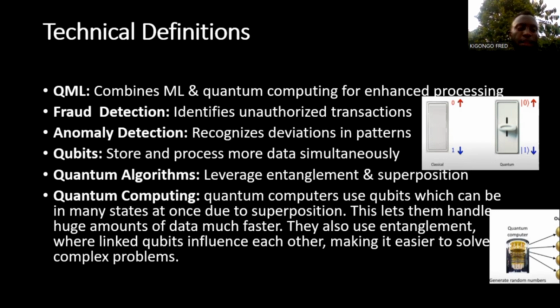Then we have anomaly detection, which recognizes deviations in patterns, and it can enhance anomaly detection by analyzing amounts of data simultaneously. Then we have identifying subpatterns and correlations. That's how it can be performed. Then qubits: they store data and process more data simultaneously. And qubits can be zeros or ones, as you can see here. We have just 0, 1, then we have 1 times 0, 1. Then that's what I have about qubits.